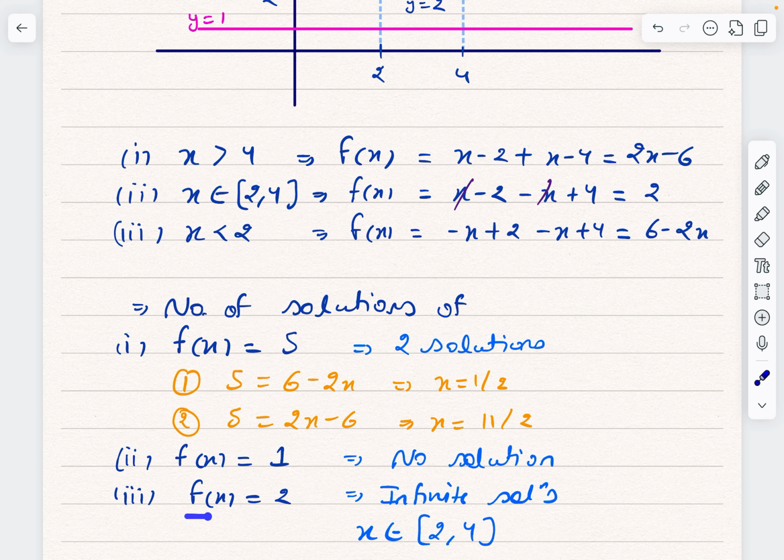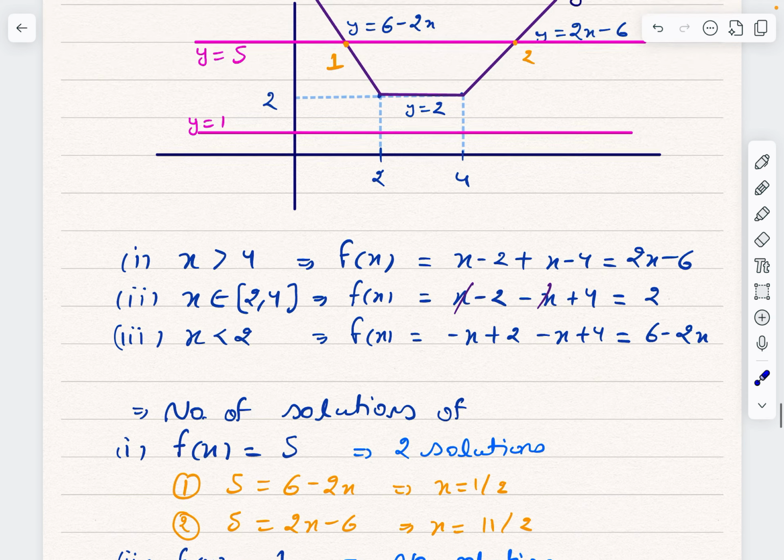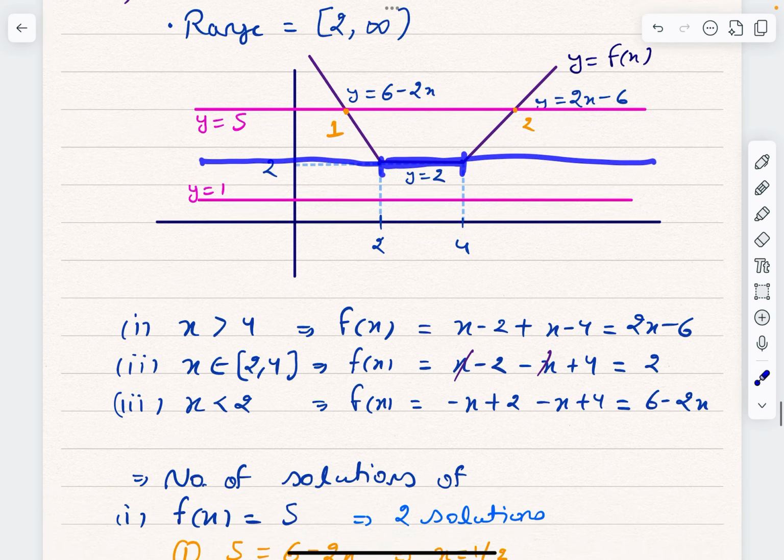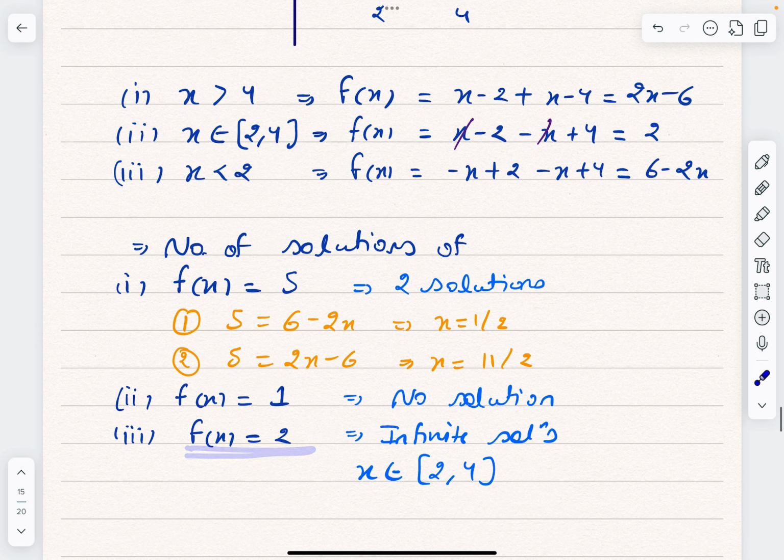Third, f(x) equal to 2. For f(x) equal to 2, you will draw a line which is y equal to 2. You will see between 2 and 4, they'll coincide. So we'll say between 2 and 4, every number is a solution here. So there will be infinite solutions because we are talking about real numbers. So what are the solutions? x belongs to [2, 4]. All the numbers here are solutions.